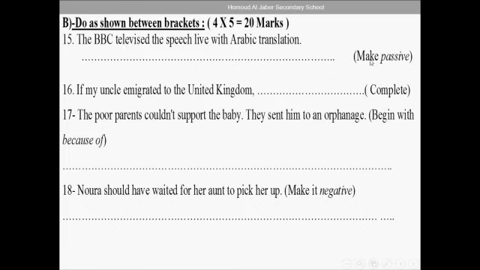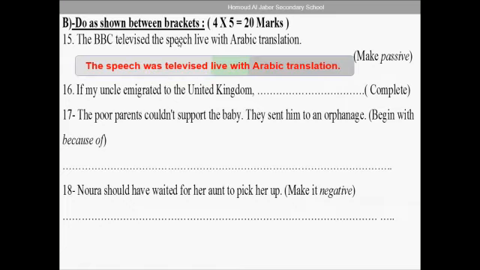What he asked me here is to change that sentence into passive, to make it passive. To make it passive, I need you to focus that the tense of this sentence is in the past simple. So I have to start with the object, the speech, then was or were, was of course because the speech is a singular, and the past participle of the word televised, which is televised. So the answer will be the speech was televised live with Arabic translation.